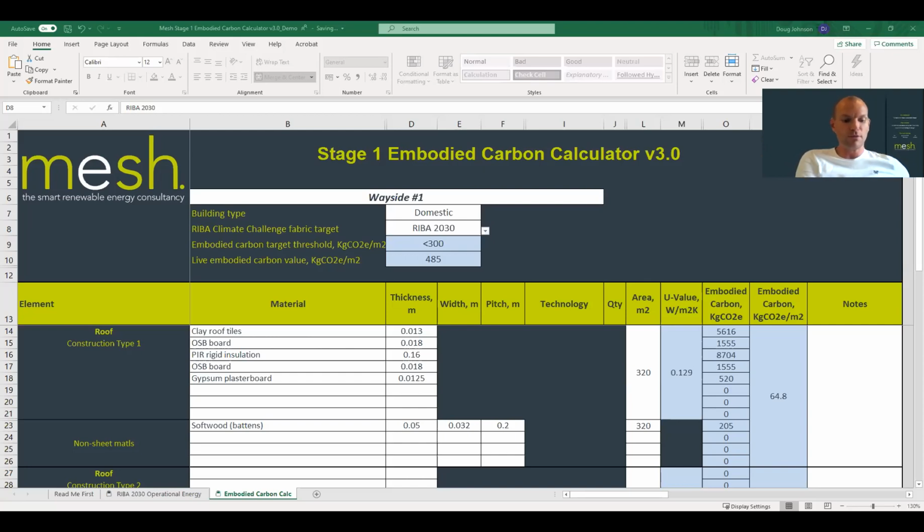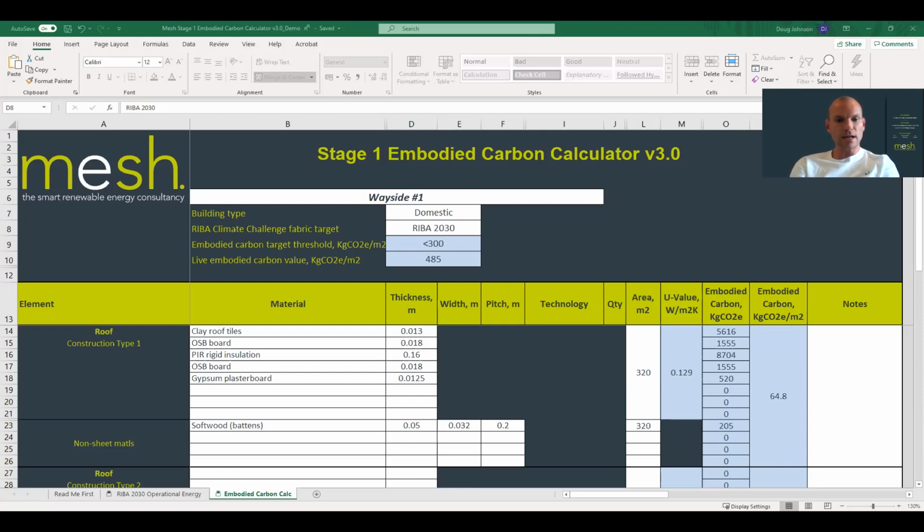There is a lot of thinking that goes on from stage 1 into the other stages, and certainly if you're looking at steel work in a project, that's going to have quite a major effect on the embodied carbon. So you may want more detailed advice from your structural engineer as early as possible, so that value is as accurate as possible early on.